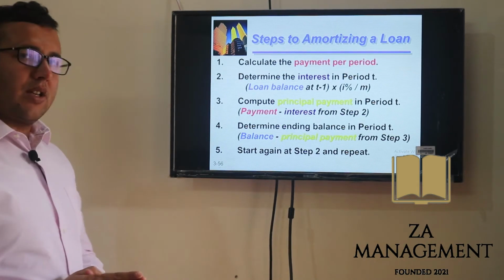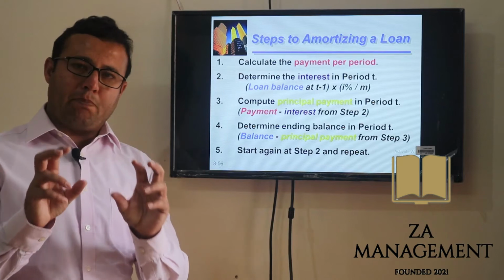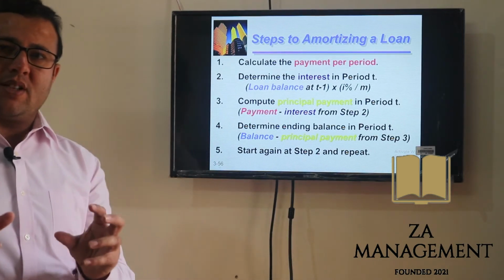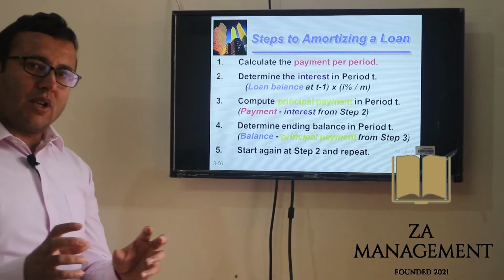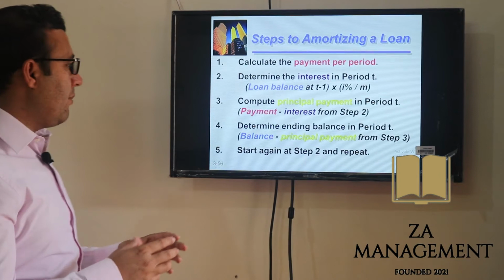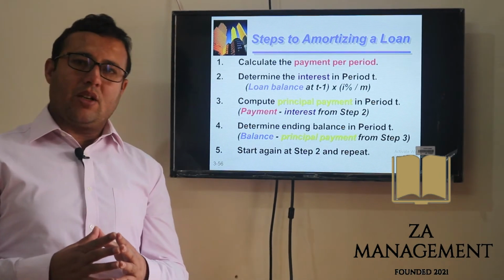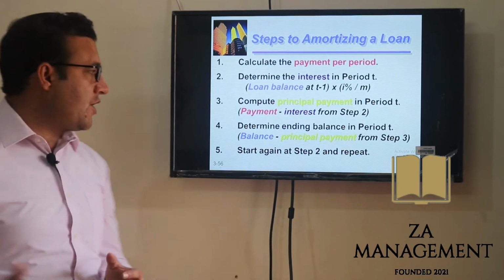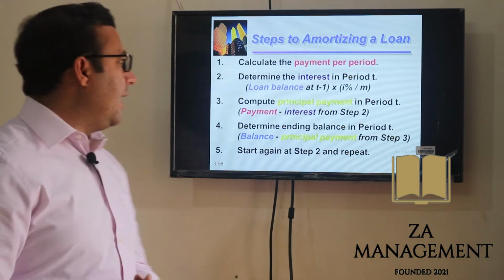Number 2, determine the interest in each period. Out of the installment you are paying to your bank, what portion represents interest and what portion represents the principal amount? This can be answered with the help of the amortization table, and with this table you can calculate your remaining due amount at any point of time, and you can repeat these steps again and again.